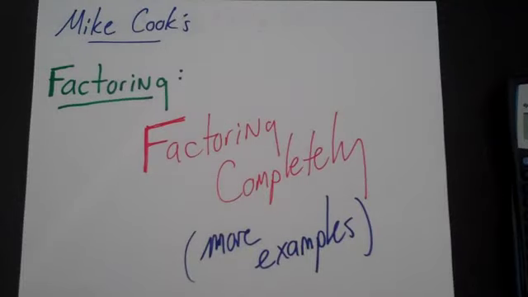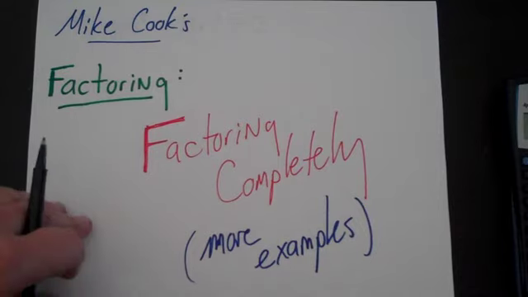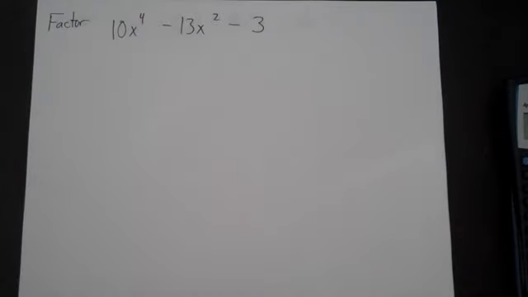All right, now let's look at some more problems with factoring completely. This is the second part of a video on factoring completely. This is just a couple more examples. First, let's look at the problem: factor 10x^4 minus 13x squared minus 3.